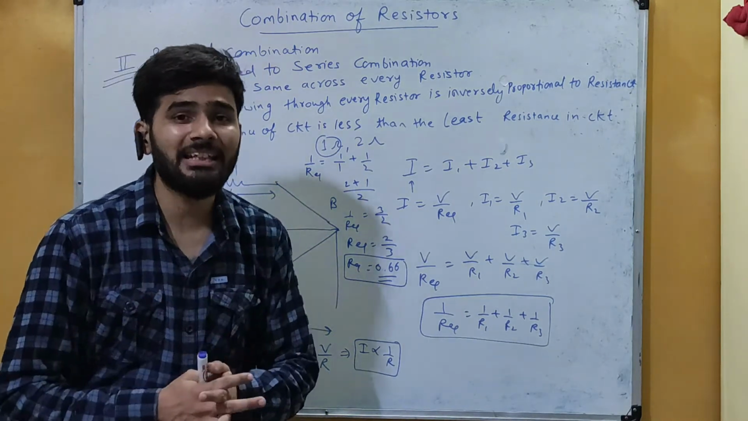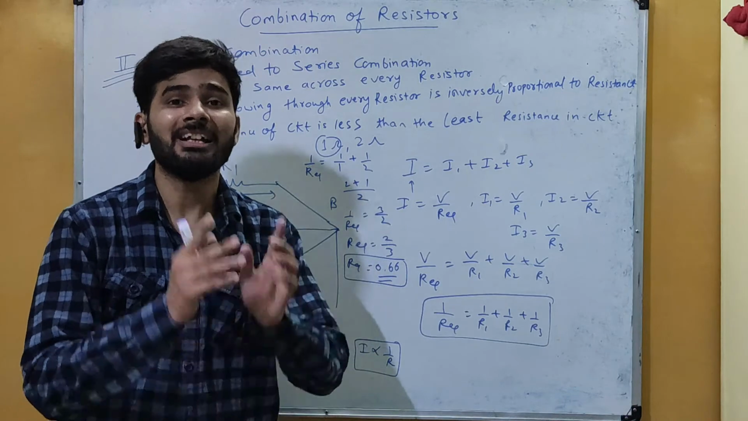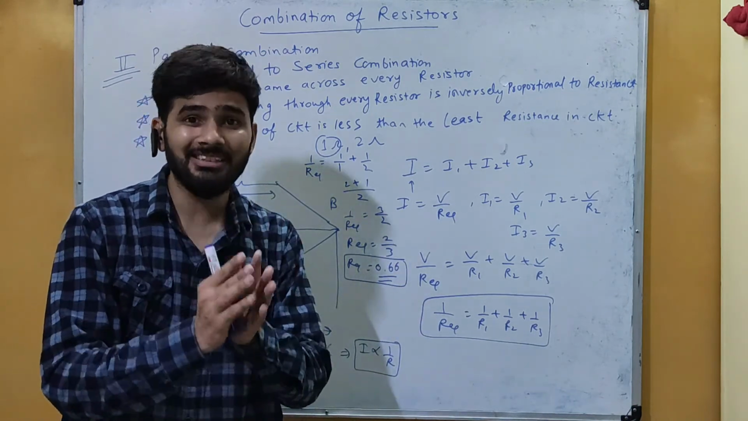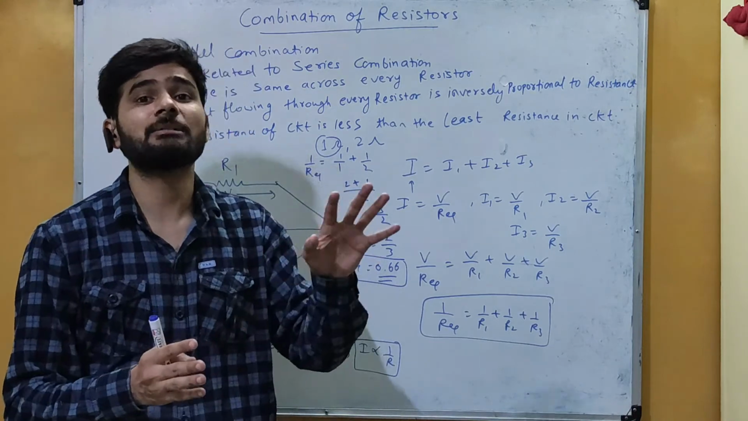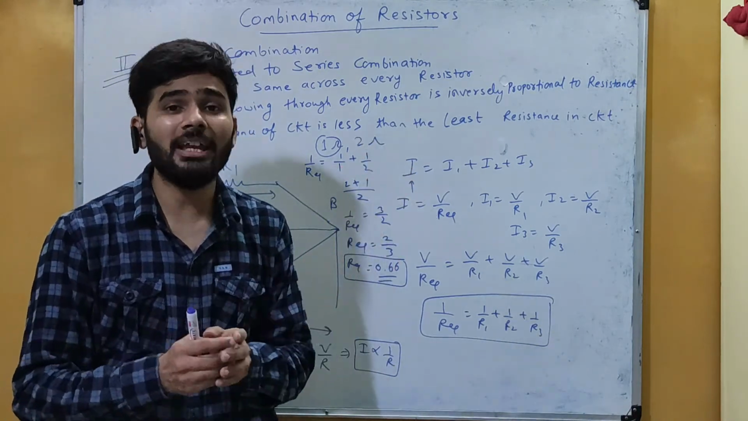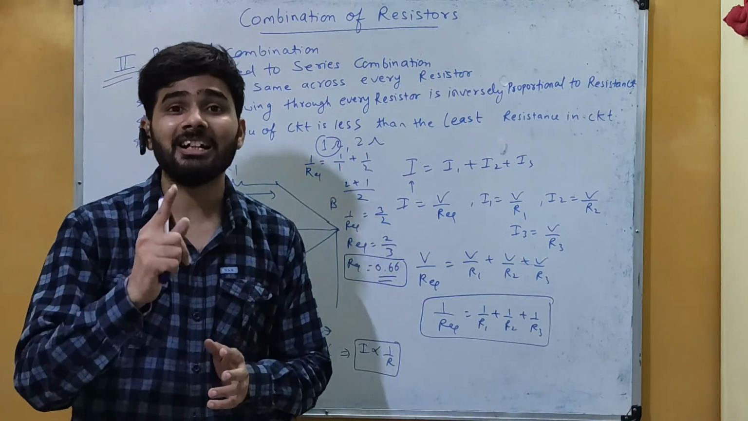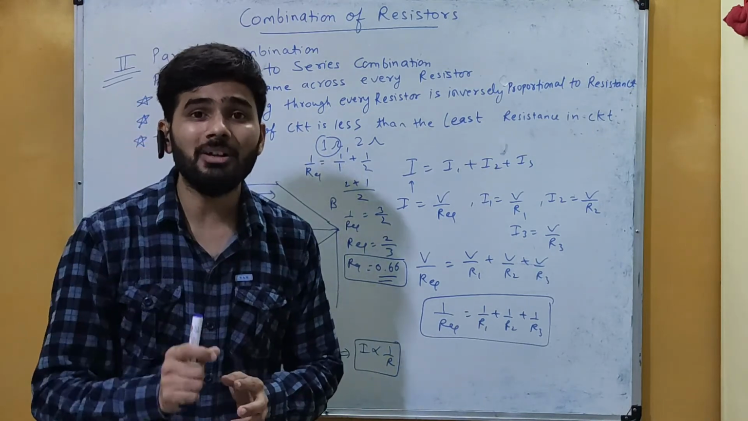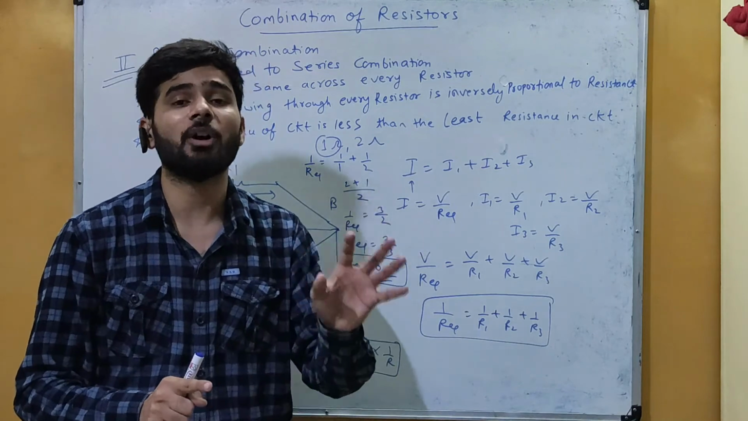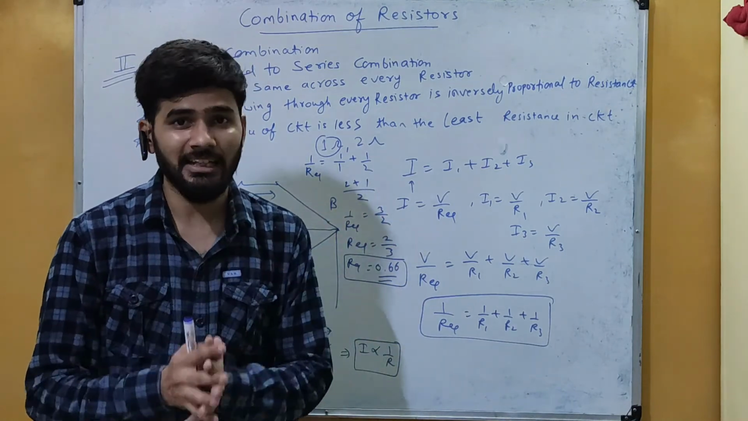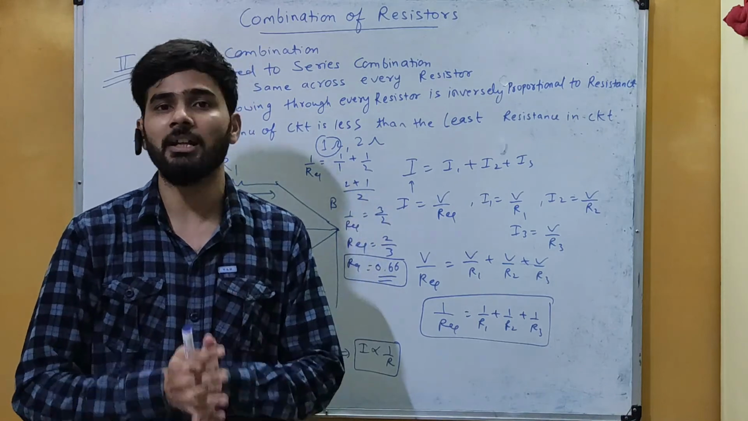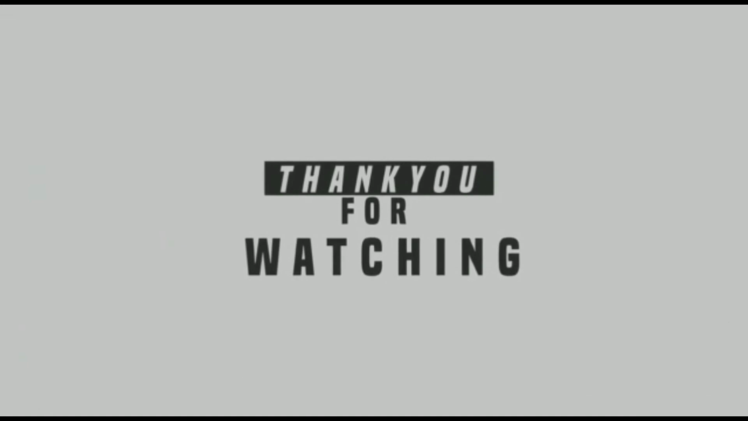And remember here one thing, that in case of series combination the current remains same but the voltage divides and the total resistance is more than the maximum of the resistance. Okay, and in case of parallel combination the current divides but the voltage remains same and the equivalent resistance will be less than the smallest value of the resistance in the circuit. So this is all about the combination of the resistors, that is series and parallel combination.